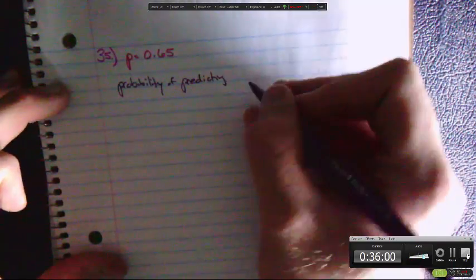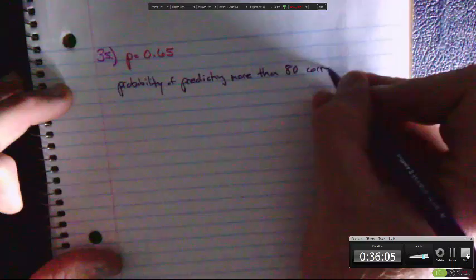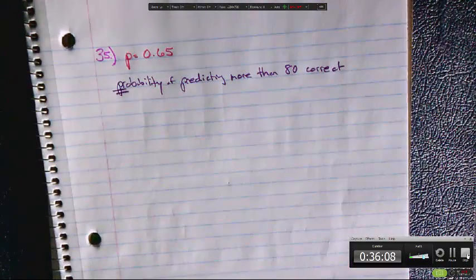So p is 0.65, since it says near ovulation, on average, that's what should happen. It asks what's the probability of predicting more than 80% of the time. Probability means we're looking for a p-value.